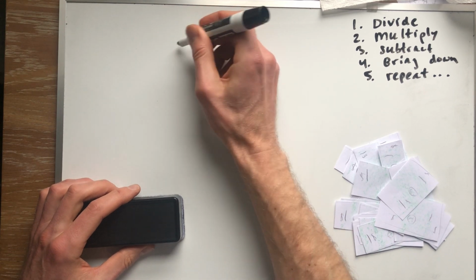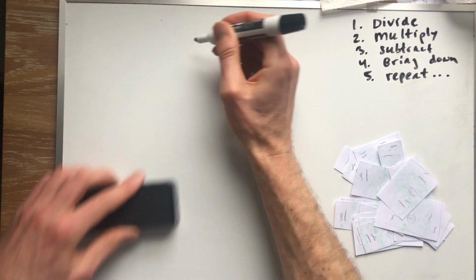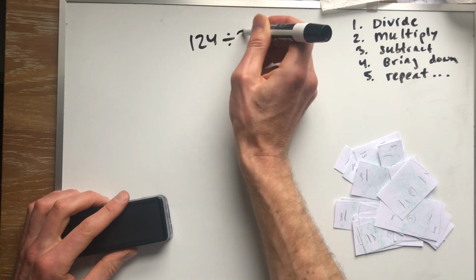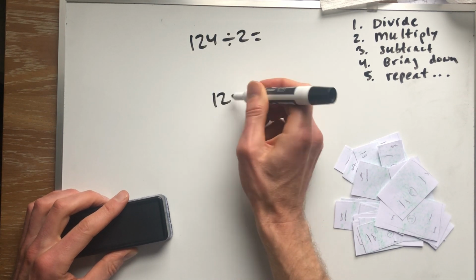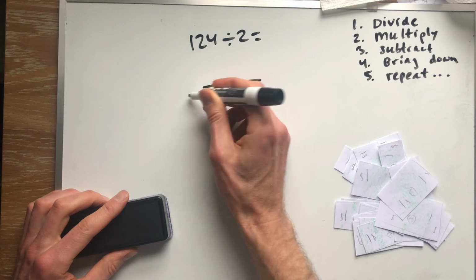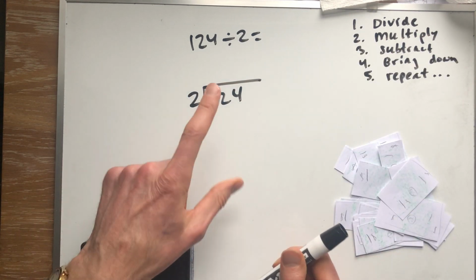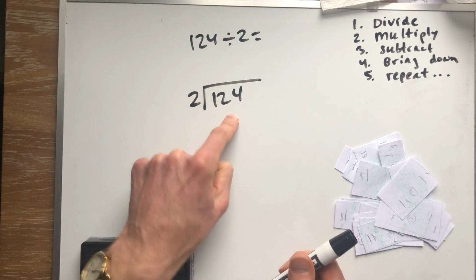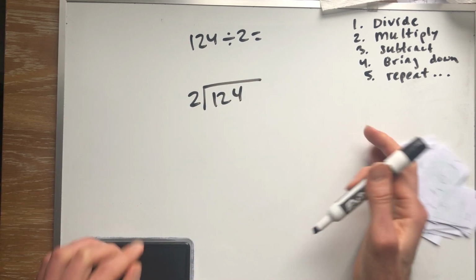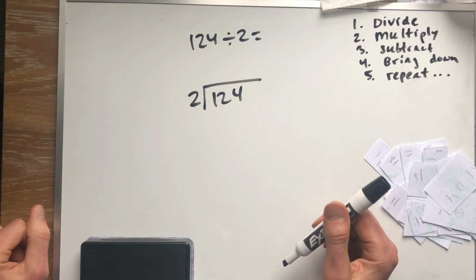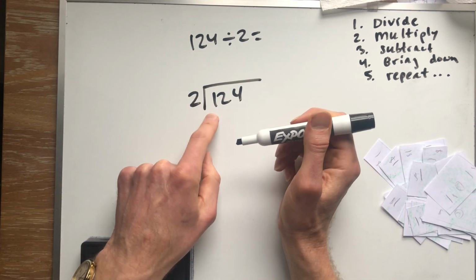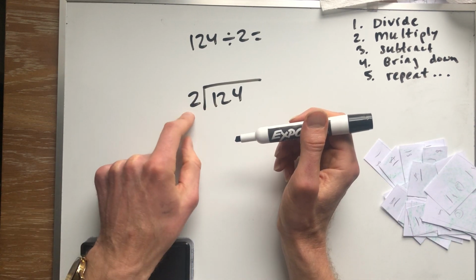It's 124 divided by 2, or in long division, it looks like this. 124 divided by 2, same thing. So now we've got a $100 bill, we've got 2 10s, and we've got 4 1s. We've got to divide it amongst 2 different people. So first we're going to try to divide our hundreds. Can we divide 1 to 2 people?